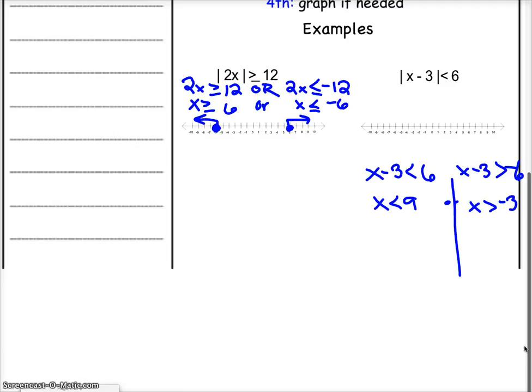Now this looks like an or. Let me see if I actually graph it like an or. x is less than 9 means a circle at 9 going to the left. Bigger than negative 3, a circle at negative 3 going to the right. What's going to happen? It turns into an and. Okay?